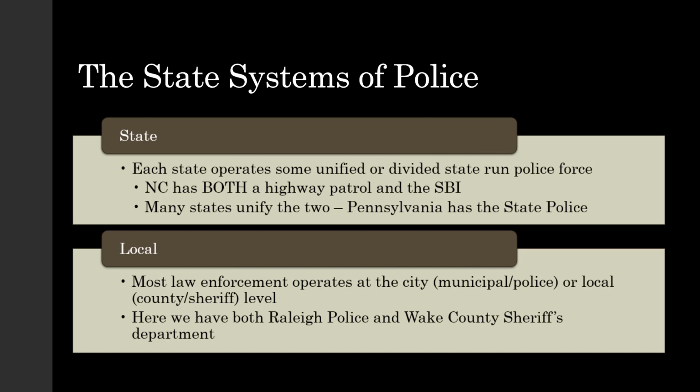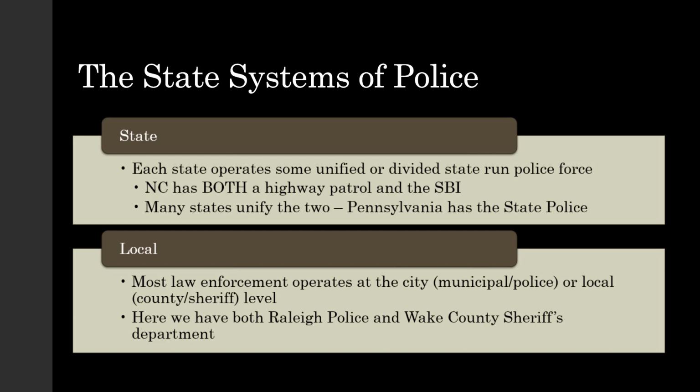Lots of states don't do that. If you took Pennsylvania, Pennsylvania doesn't have a highway patrol and an SBI. They have what they call the state police. It performs both functions. We broke it up. And about half the states have a split, and about half the states have a unified one.